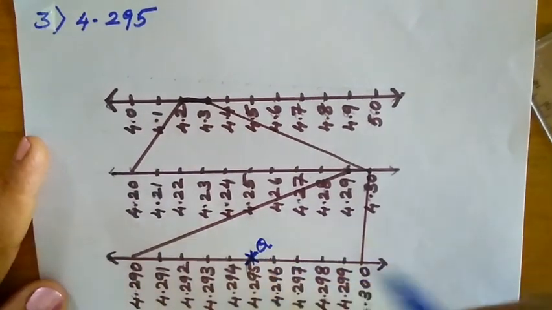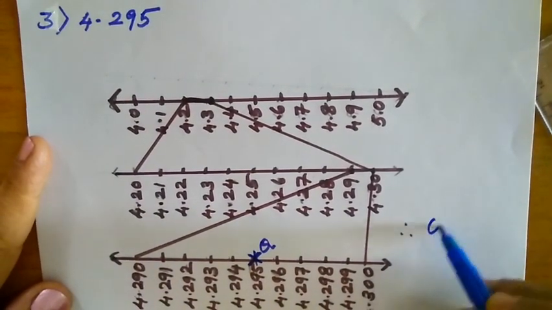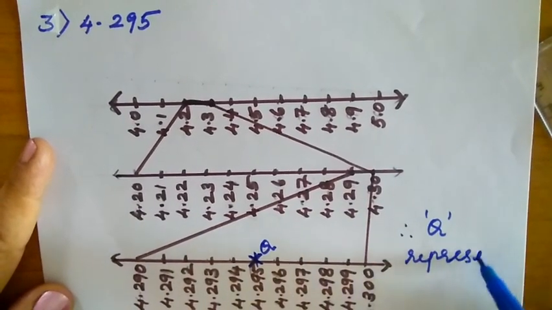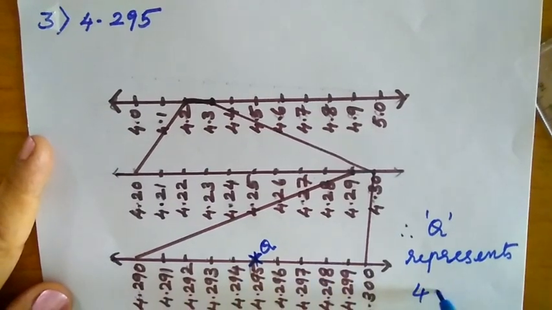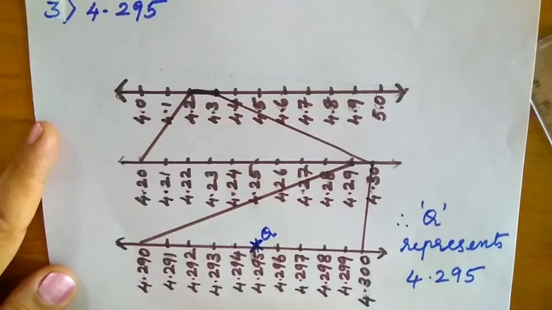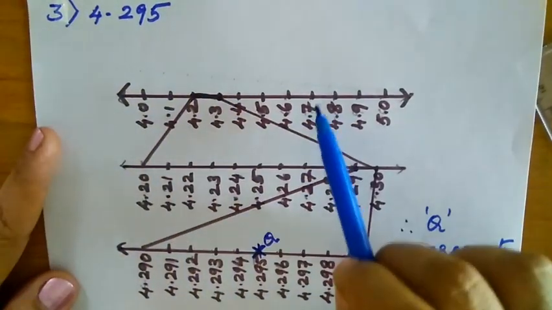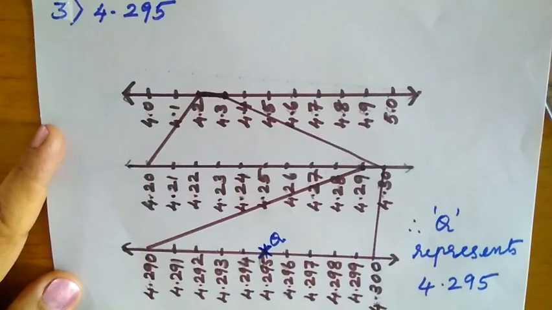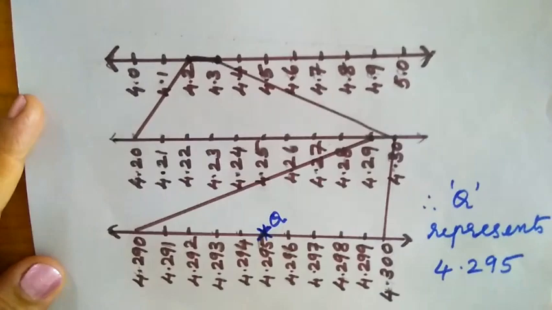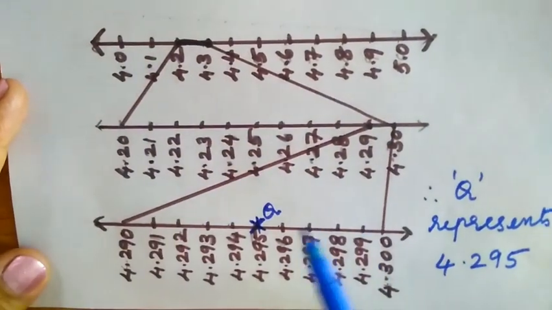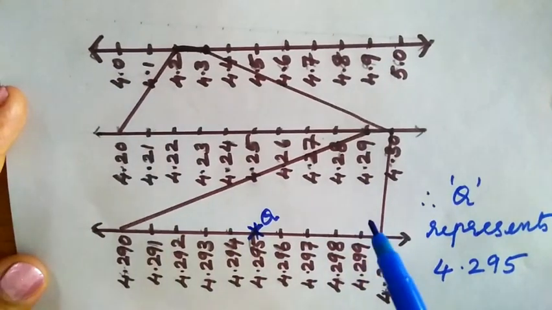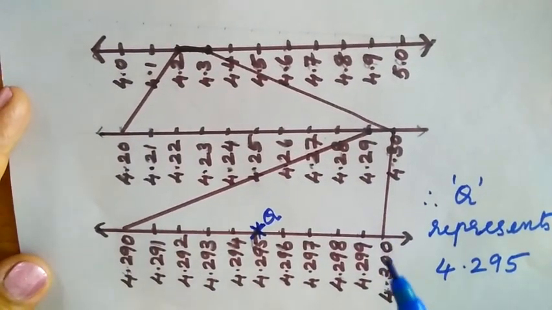Any other letter, Q, we'll write here Q represents 4.295. I would like to give one hint for you. Here 3 decimals are there, so we got 3 lines. Last time we got 2 decimals, so you can see that 2 lines only were drawn. Don't worry about this exact position and all. This is for understanding that this type of numbers also exist on the number line.